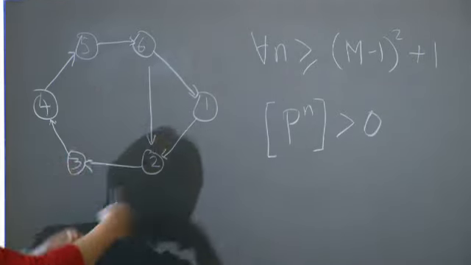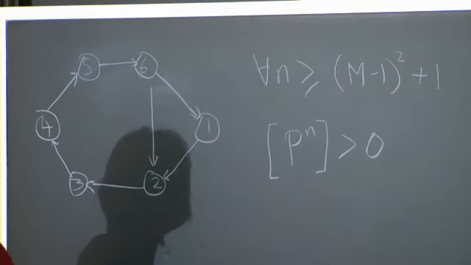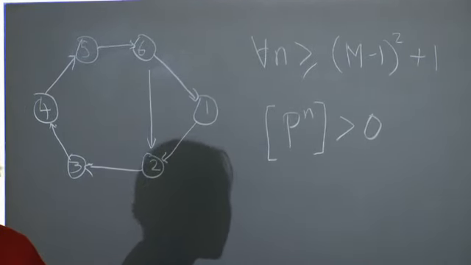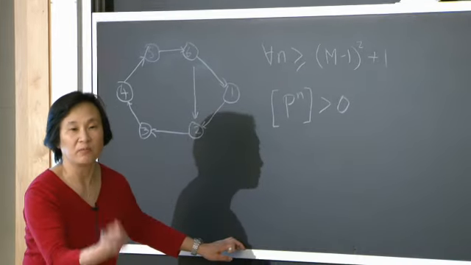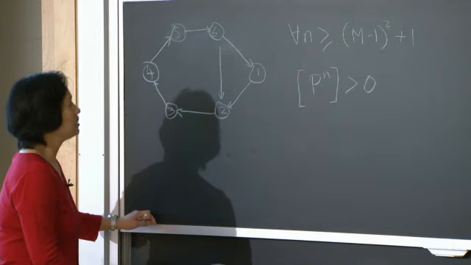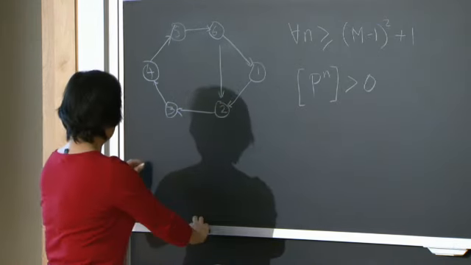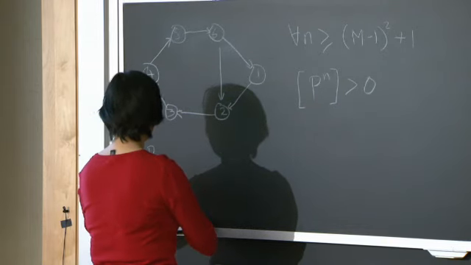So basically, in this Markov chain, if you go long enough and want to go from state i to state j in exactly n steps, there is a positive probability that this is going to happen. So how did this bound come about? For instance, in this chain, let's look at P11.